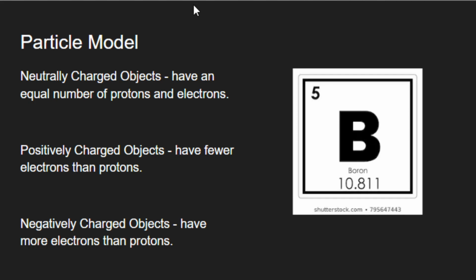Okay, so our neutrally charged objects, according to the particle model, have an equal number of protons and electrons. A positively charged object has fewer electrons than protons, which means that you have less negative than you do positive, so your net charge is positive. And our negatively charged objects have more electrons than protons. You have more negative than you do positive, so the net charge becomes negative.